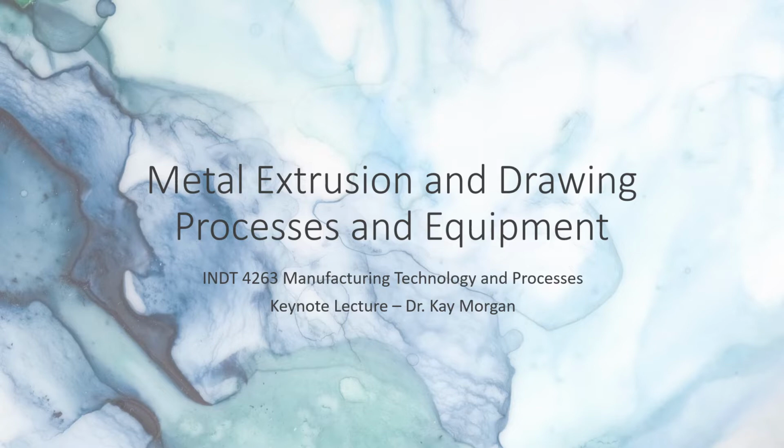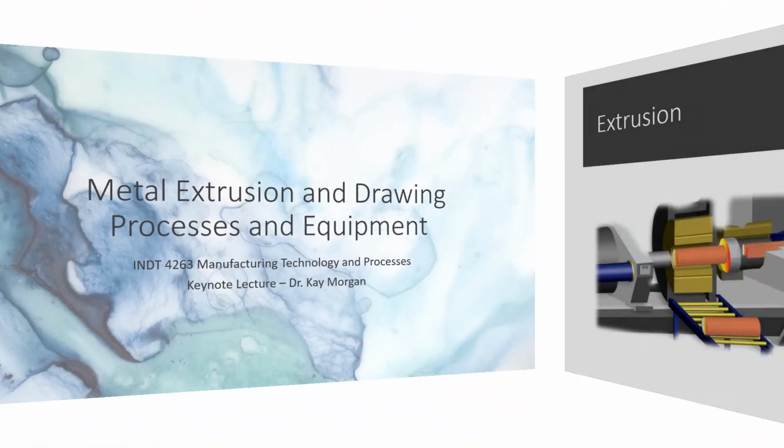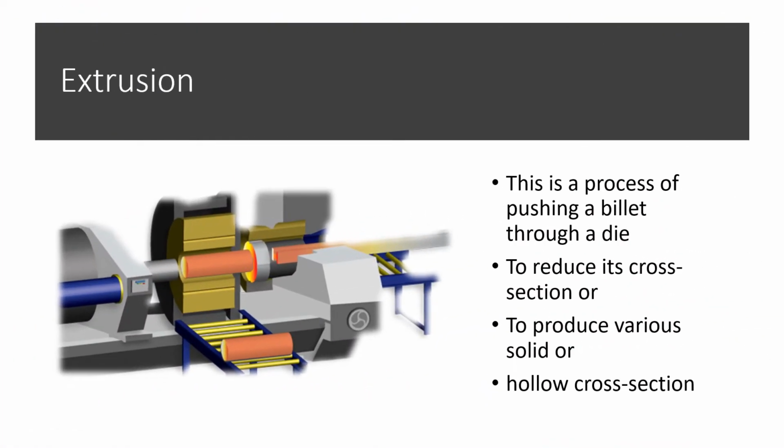Okay, so in chapter 15, we have metal extrusion, drawing, process, and equipment. The keynote. Okay, so we get into extrusion.